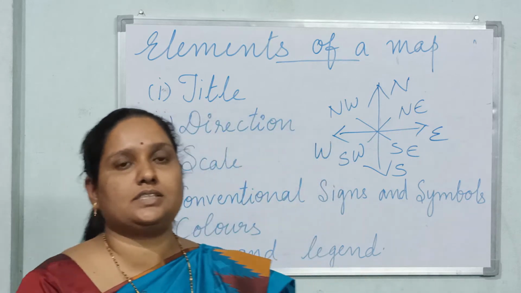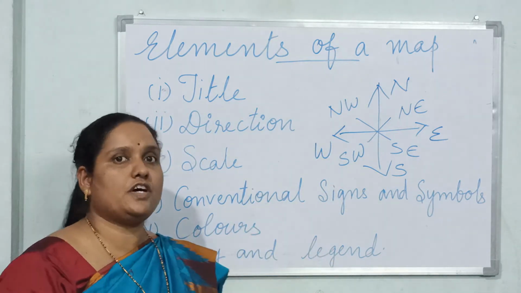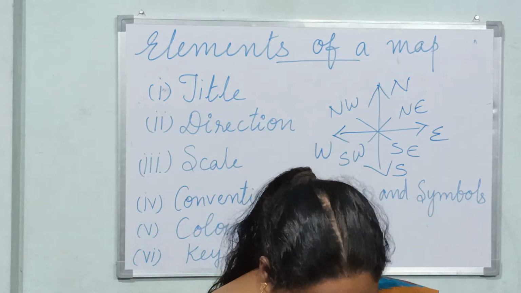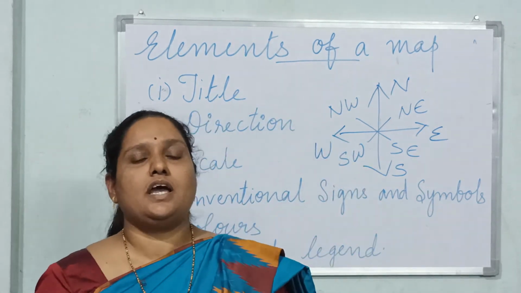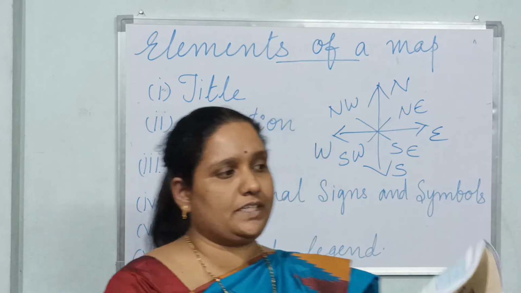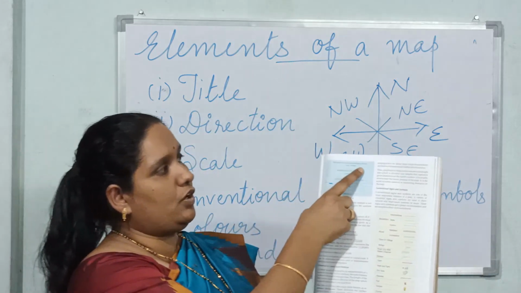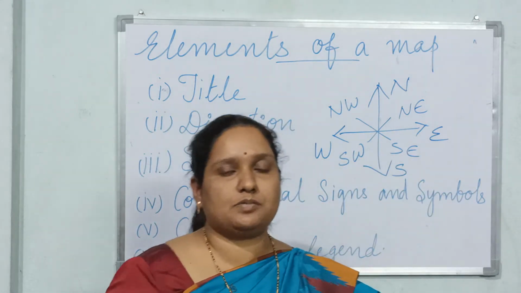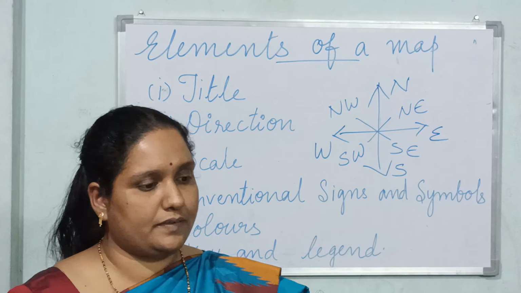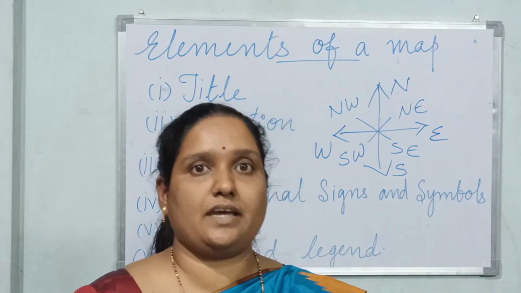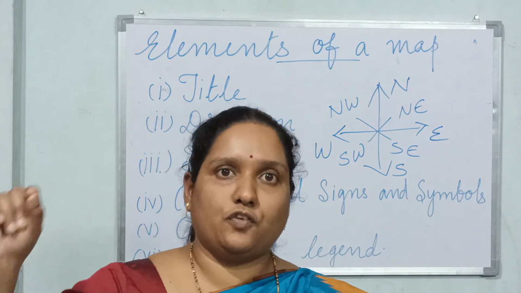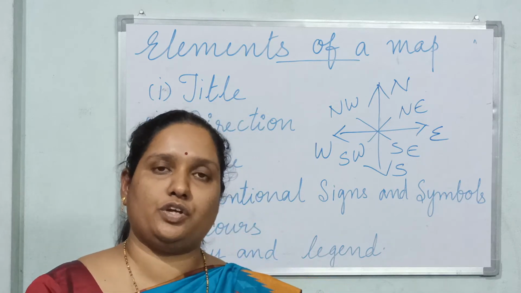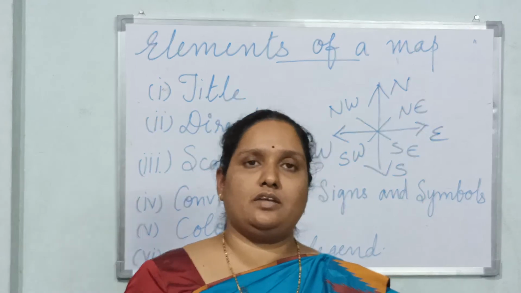There are mainly 3 types of scales used. The first one is called the verbal statement method. That means according to this method, it will usually be written. You can see in your textbook here, statement of scale or verbal scale method. In this box, it is given clearly. All the 3 types are given. The first one is called the verbal scale method. That is 1 inch on the map is equal to 4 inches given on your book. Any way we can write.